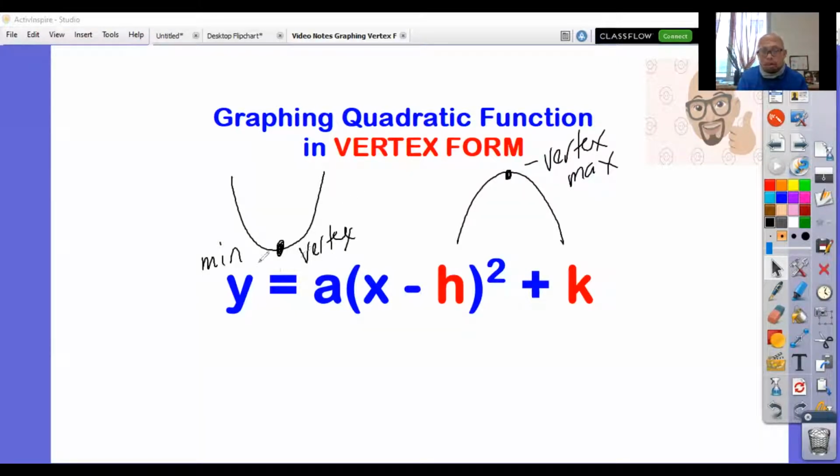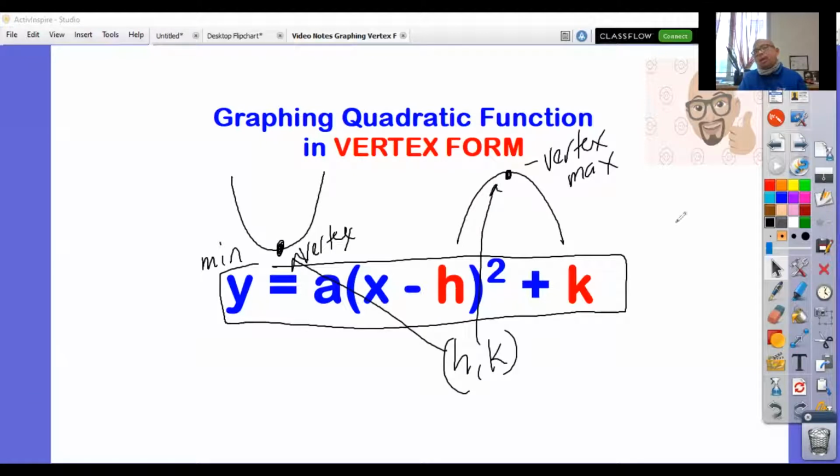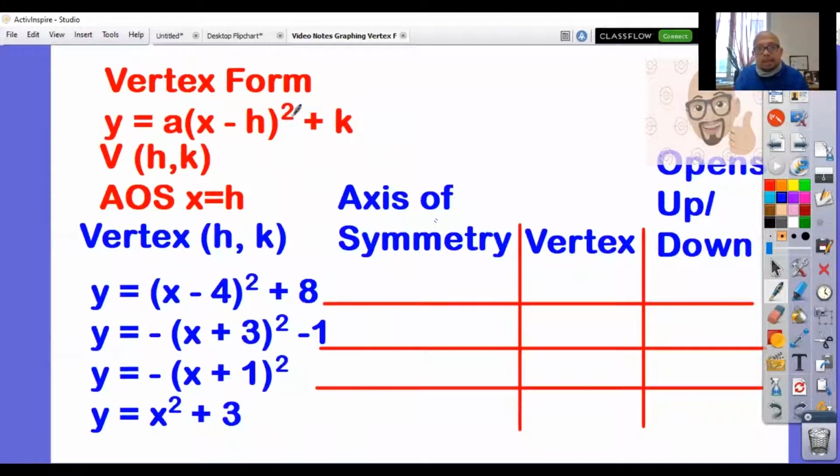The vertex form is y is equal to a times the quantity x minus h squared plus k, wherein your h and k is your vertex. And that represents those points there on your parabola. Okay, so here's the technique in identifying the vertex.